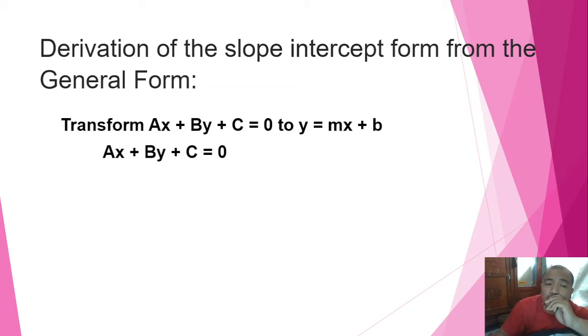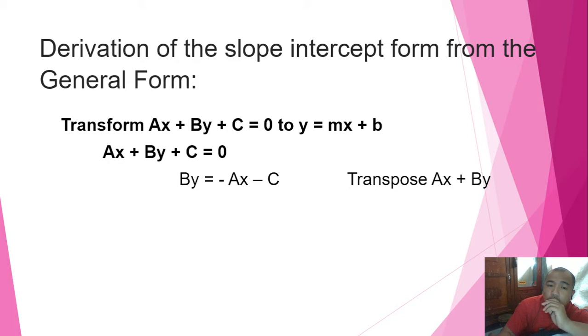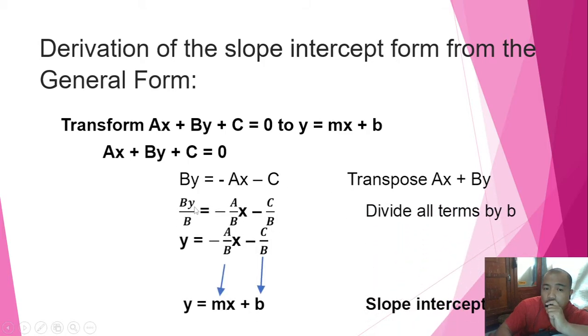So you can see here, ax plus by plus c equals 0 is the general form. Let's transform this to y equals mx plus b form. First, subtract ax on both sides. So by equals negative ax minus c. Then step 2, divide all terms by b. So we have by over b equals negative a over b x minus c over b. So it becomes y equals negative a over b x minus c over b, which is equivalent to the slope-intercept form of the equation of a line.